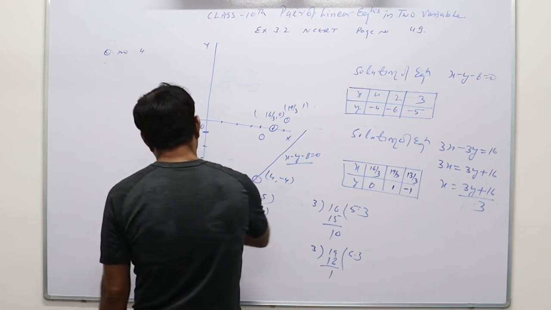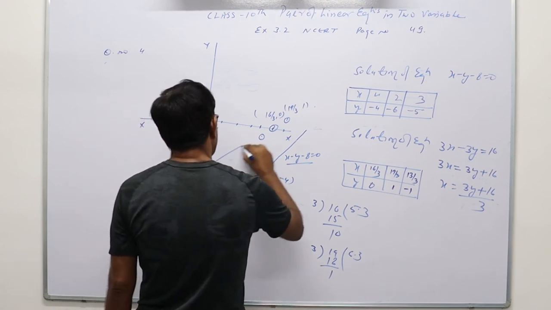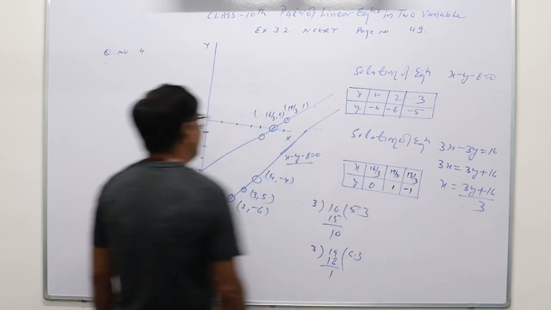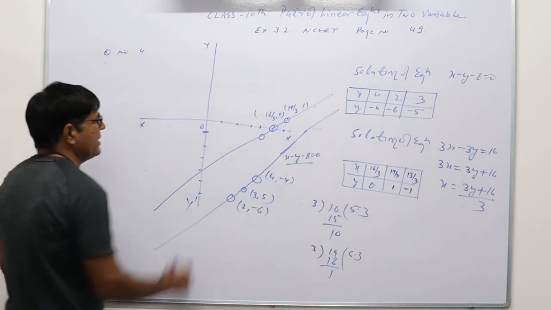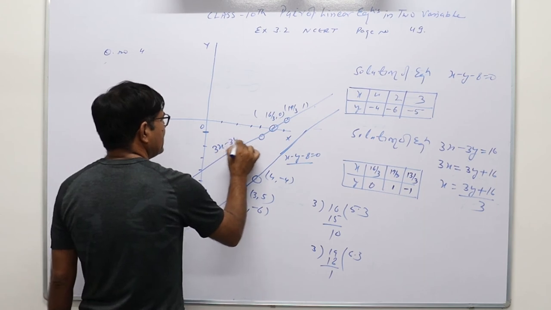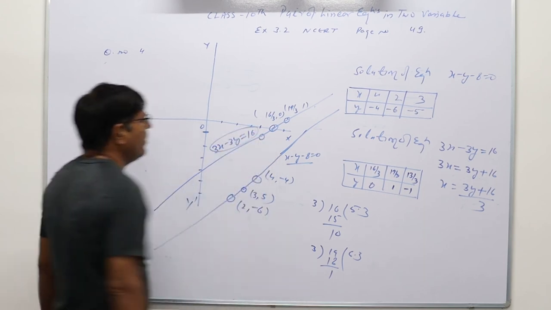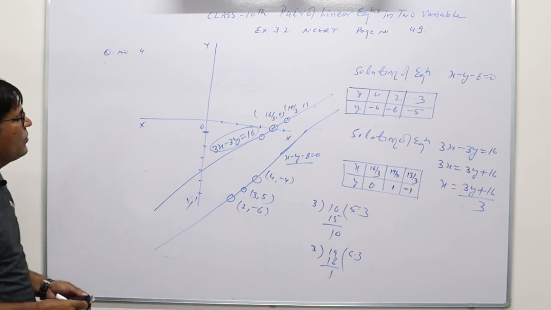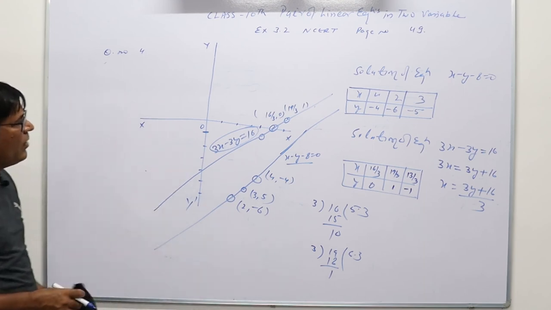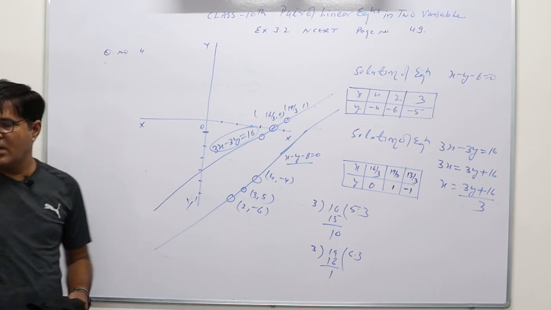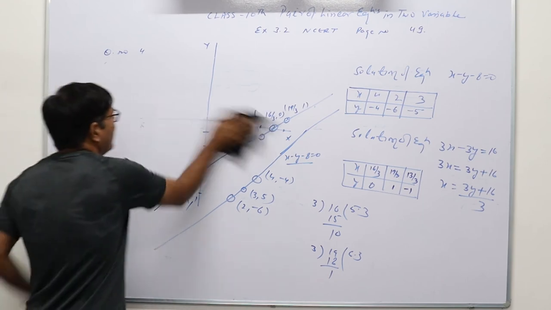And if we join these two lines freehand, then this will be the parallel line to the previous line. So this equation will be 3x minus 3y is equal to 16. So these two lines are parallel to each other. You have to draw exactly on graph paper for understanding, I am drawing on this whiteboard.